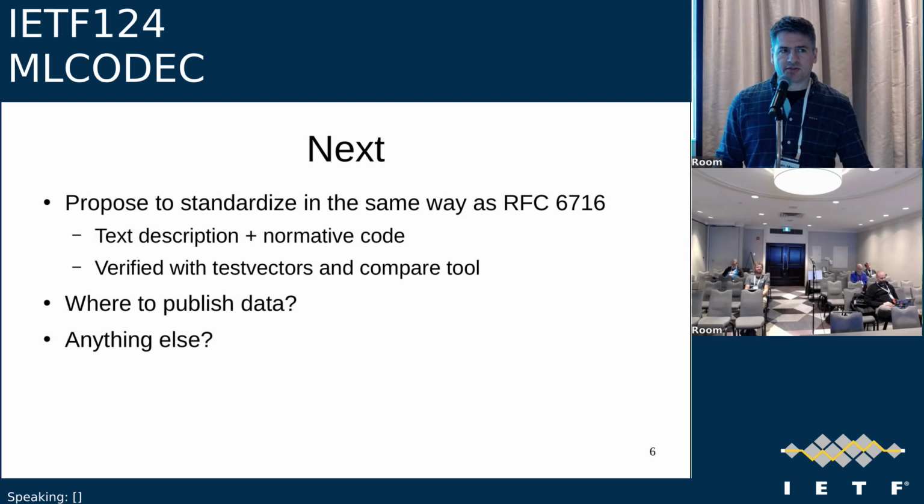So in terms of standardization, we propose to do it the same way as RFC 6716, which means essentially a text description of what we code. And in the end, the code is normative because the code also includes all the code from 6716. And all of that would be verified with test vectors and a compare tool, not the same one as the original Opus, but derived from that.